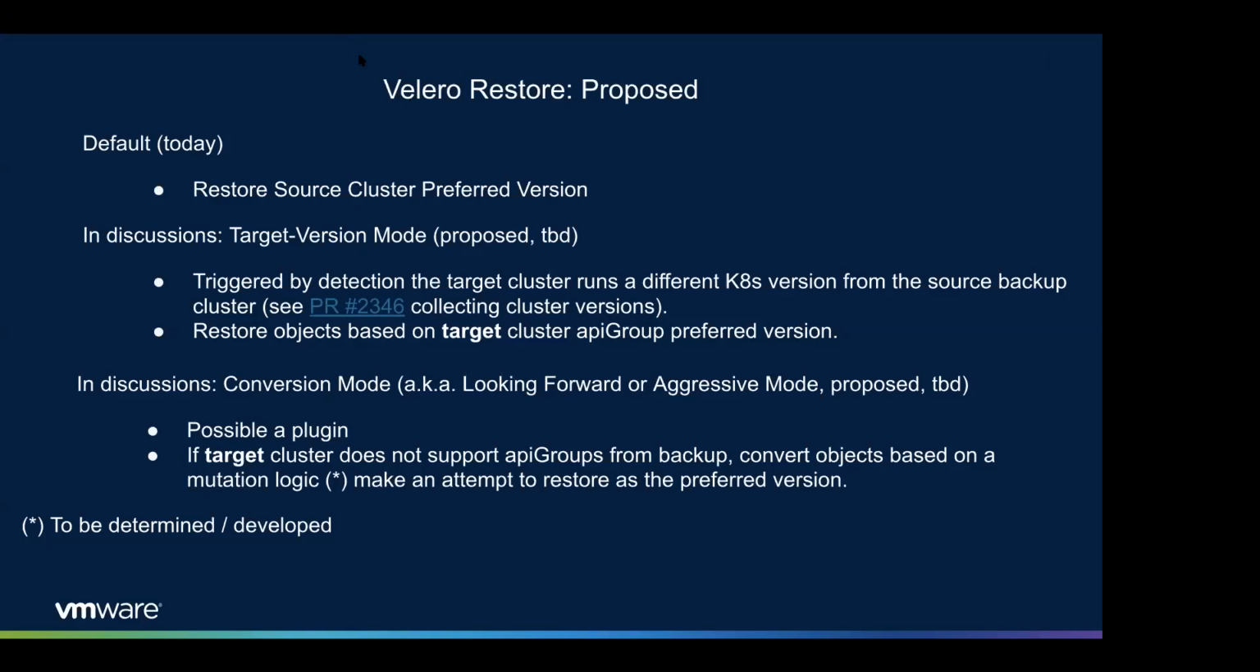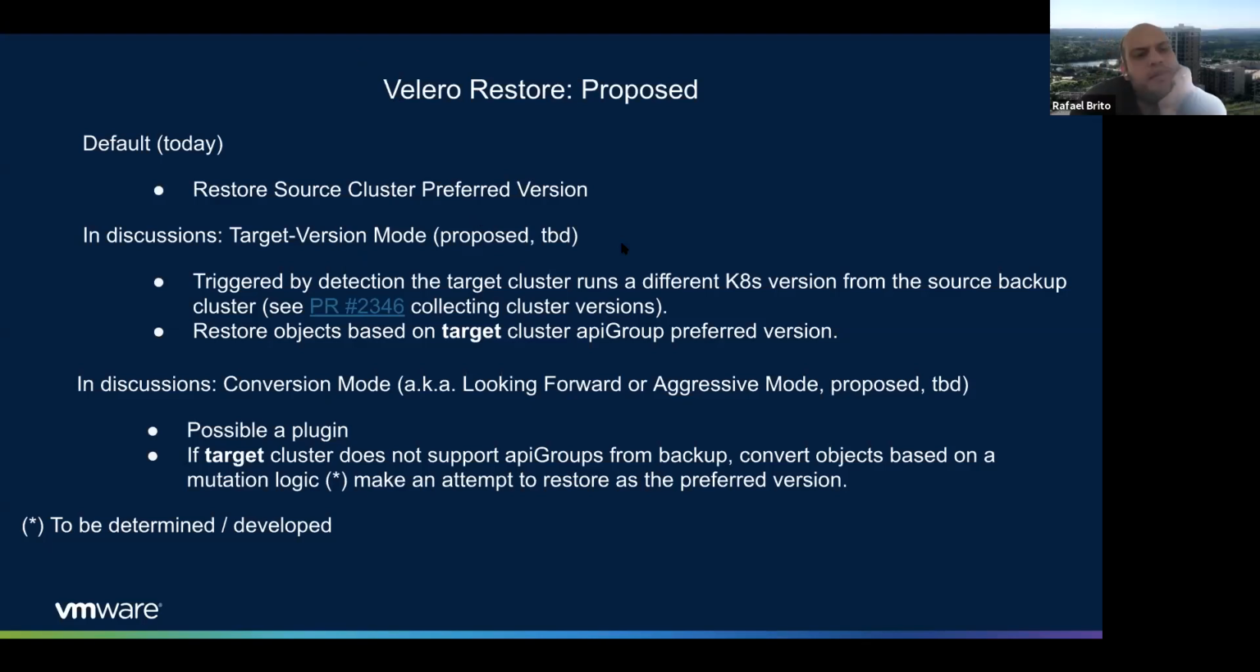In your restore proposal, do you consider that when something wrong happens during the restore, do you have a mechanism to roll back to the previous status? It hasn't been coded yet, but I like this idea to try the source cluster preferred version as well. Mm-hmm. Yeah.